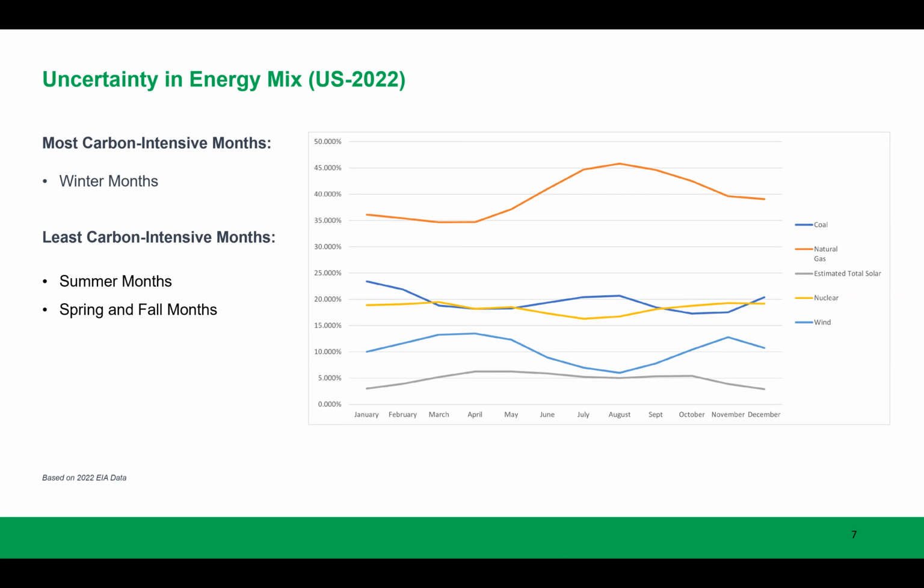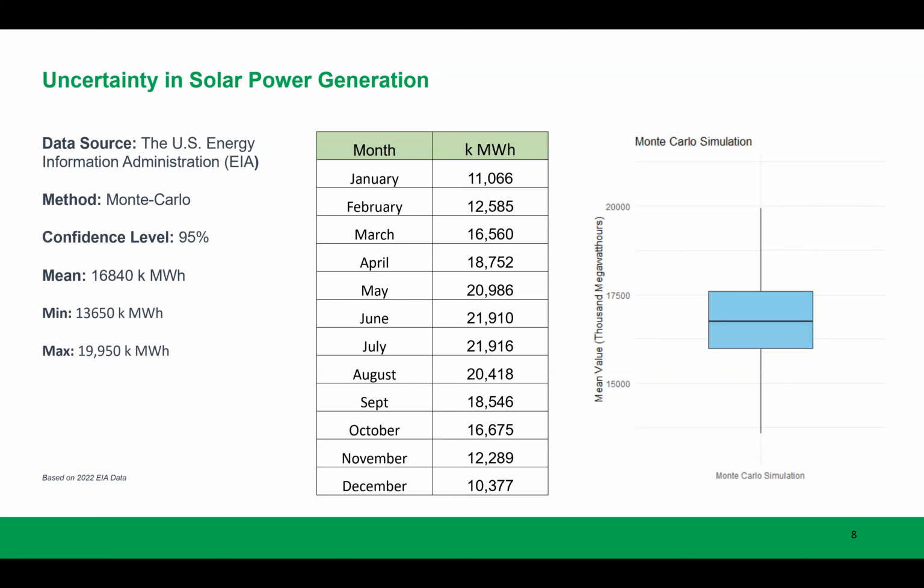Most carbon intensive months here are winter months, and least carbon intensive months here are summer months, spring, and fall months. Next, I'll explain the uncertainty in solar power generation. So we have taken solar power as an example to show how uncertainty of electricity mix affects our overall impact.